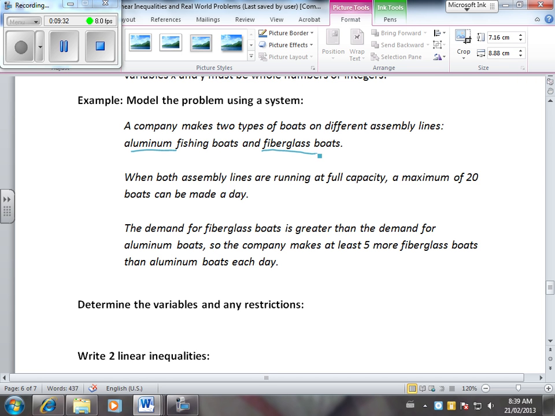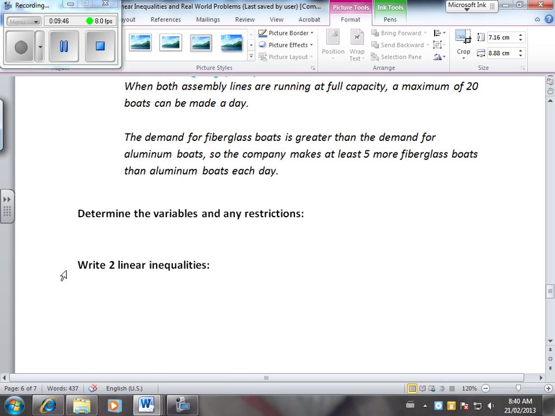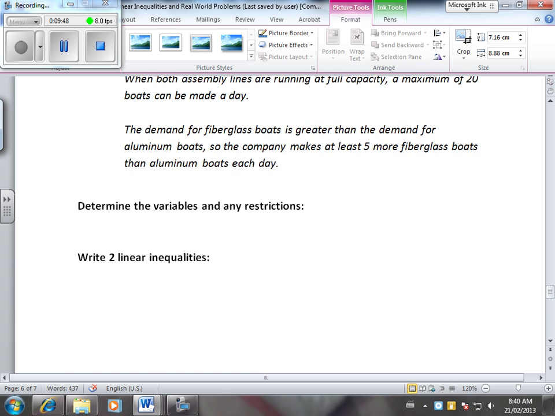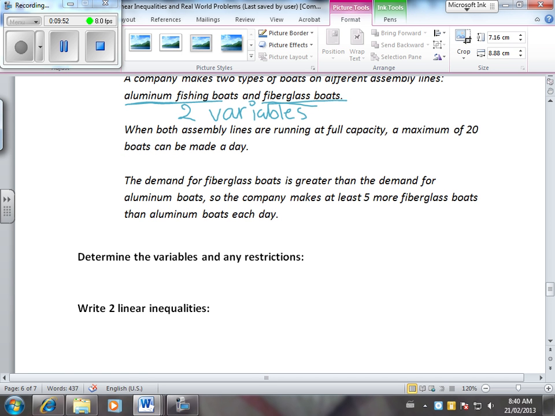So when we see that they're making 2 types of boats, we know that we will have 2 variables: one being aluminum boats and one being fiberglass boats. And we're told basically 2 statements, and these 2 statements will be our inequalities. Statement 1 being that they can make 20 maximum a day, and statement 2 being that they make 5 more fiberglass boats than aluminum boats.